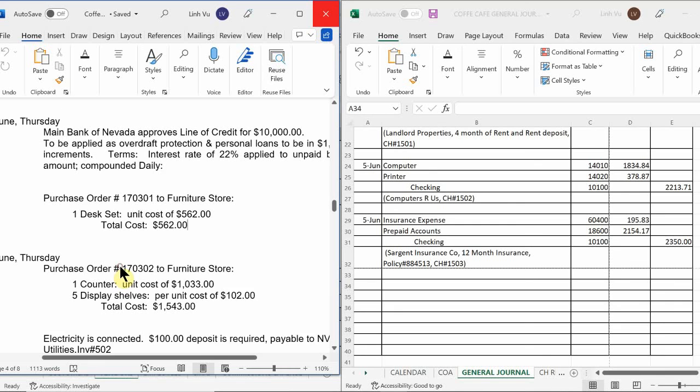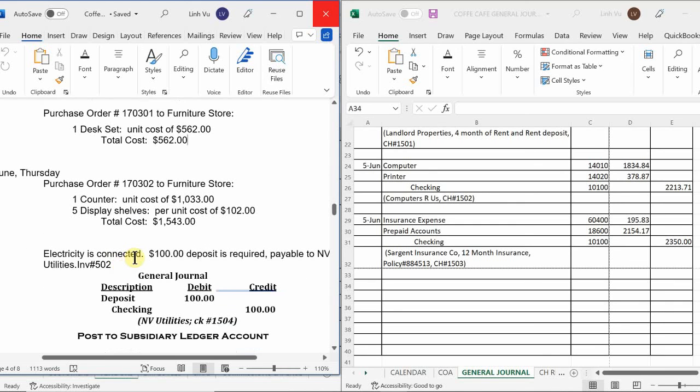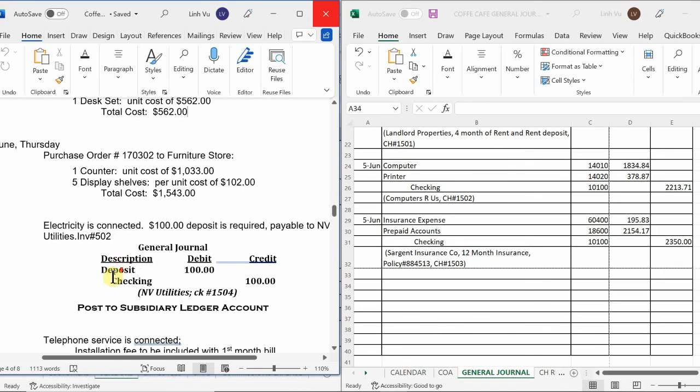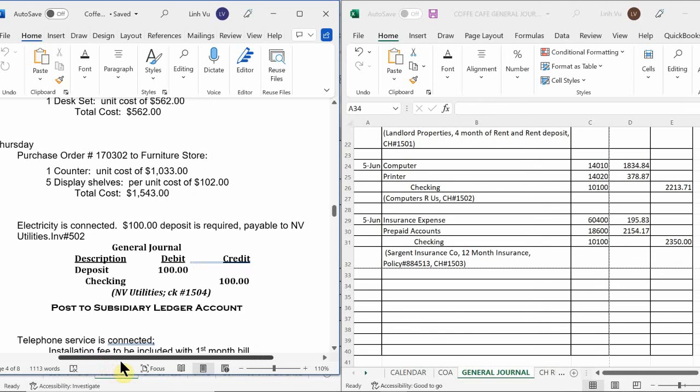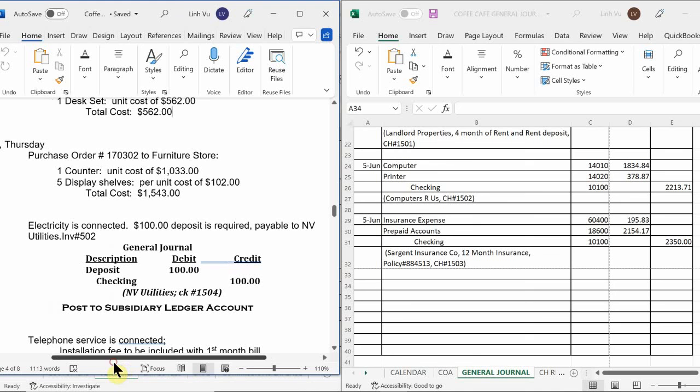Okay, so now let's see what happened to the next transaction. Okay, so here, electricity is connected. Okay, $100 deposit is required payable to NV Utilities. Okay, invoice number 502. So in this case, I had to have the electricity turned on, right? That is separate from your actual rent. Rent and utilities are 2 separate things, right? Electricity is based on how much electricity you use. So in this case, just to turn it on, they told me I need to put a deposit down for $100, okay, to keep it on.